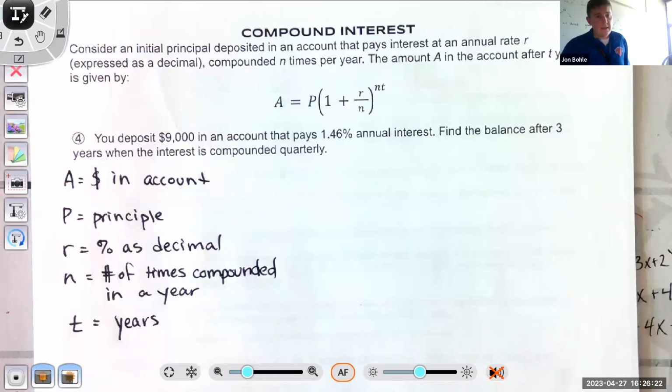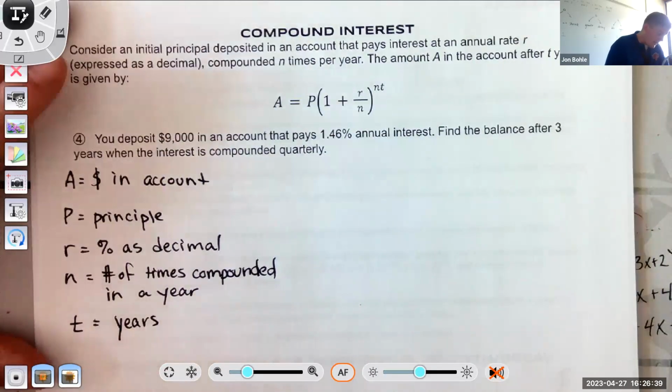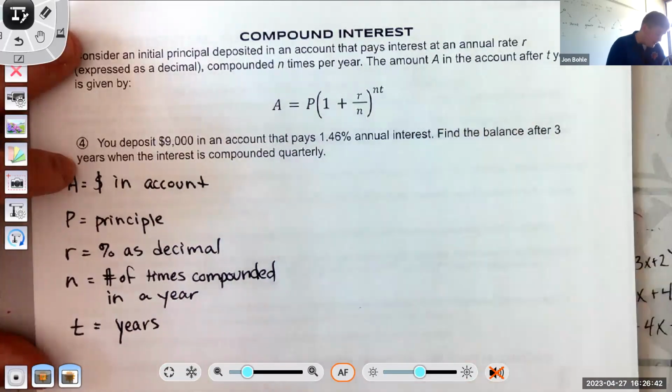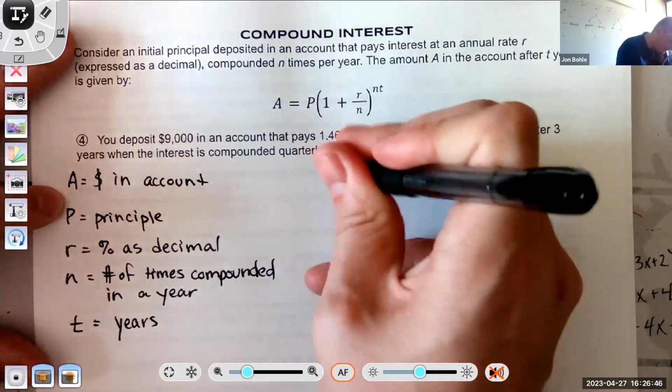Okay, let's start number 4. You deposit $9,000 in an account that pays 1.46% annual interest, which is way higher than a savings account you'd ever get. Find the balance after 3 years when interest is compounded quarterly. Okay, so all I have to do is find all of these values. A, we don't know that. That's what we're finding. P, principal, the initial amount deposited, that is 9,000.